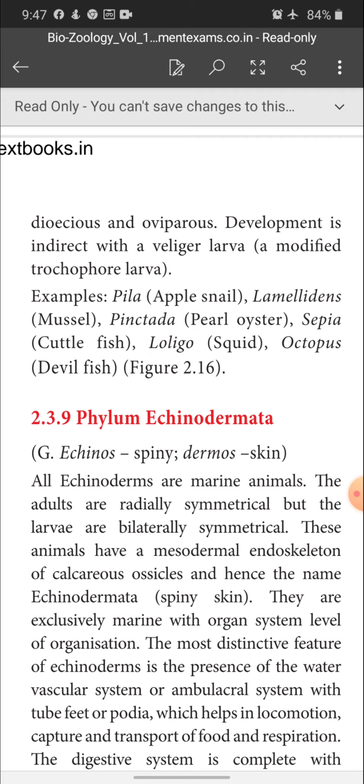Okay children, today I will stop with this, and for homework, write the general characters of phylum Arthropoda.